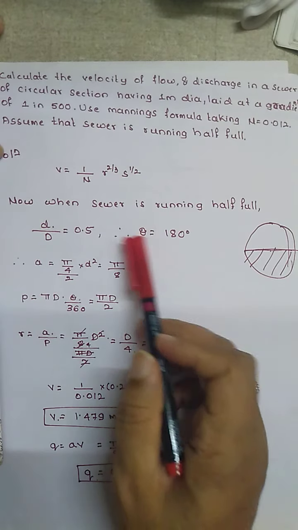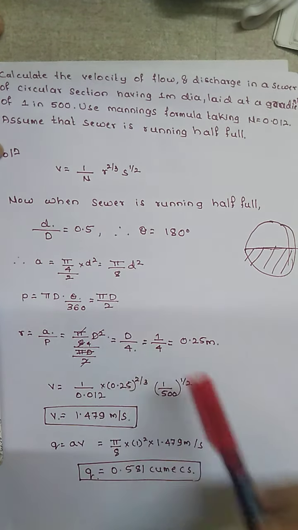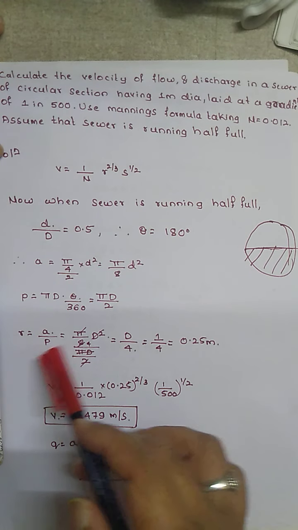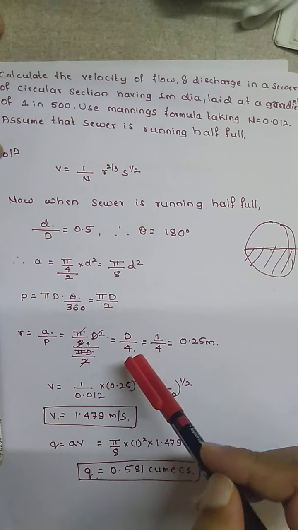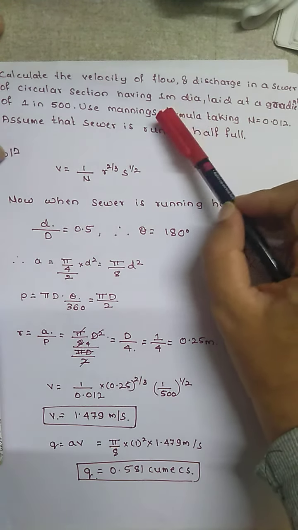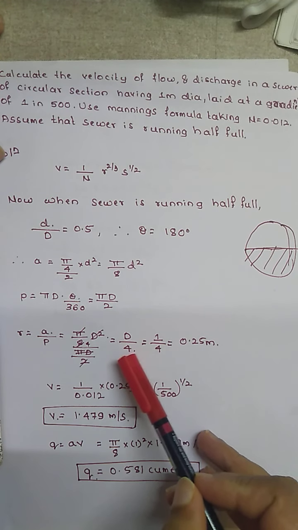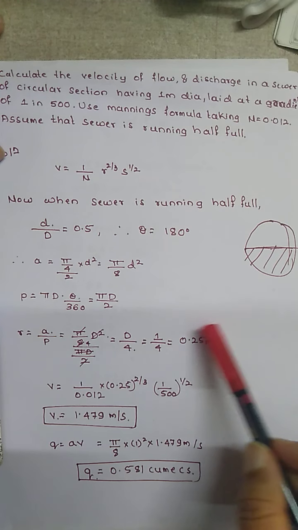And area, as I have told, is pi by 8 into d square. Then wetted perimeter is pi d by 2, it is already done. Then r is equal to d by 4, it is also shown to you. Now here what is the diameter? Diameter is given as 1 meter. So 1 we are going to put by 4, so we are going to get the hydraulic radius as 0.25.